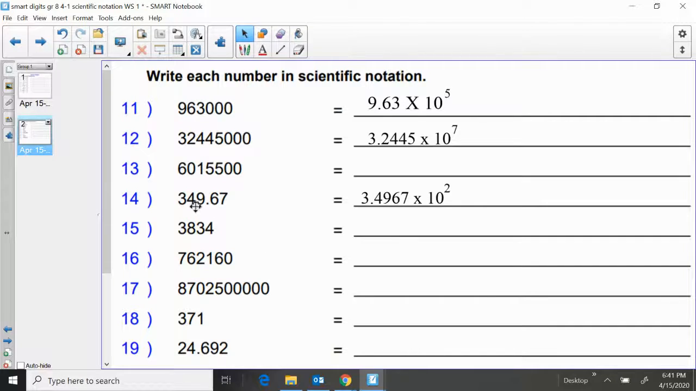So this is one where I wouldn't go all the way to the end. I would imagine the decimal point is here, and I only moved it 2 places. So 3.4967 is here, and a decimal point went from here and stopped here. Once, twice, 3.4967 times 10 to the 2nd power.